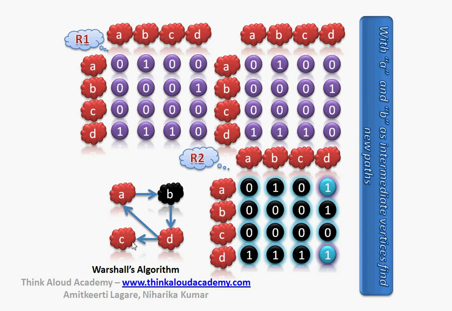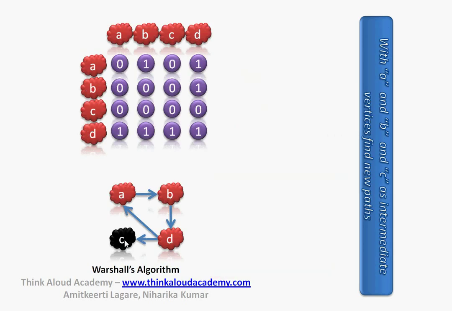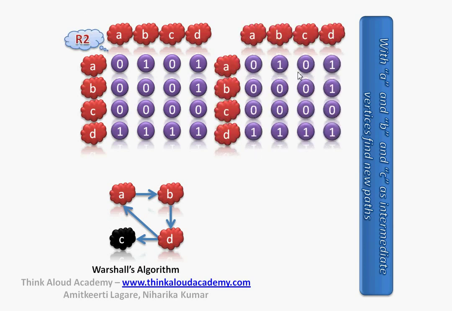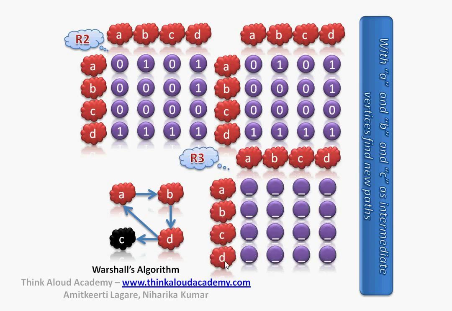And now, can I go from D to D via B? For that, there should be a path from D to B, which is a 1. Then B to D, which is also a 1. So in order to go from D to D, previously I did not have a path, but now I have a path. I go from D to A to B, and then B to D. So this is my second finding. I will write a 1 here because I have found a new path.